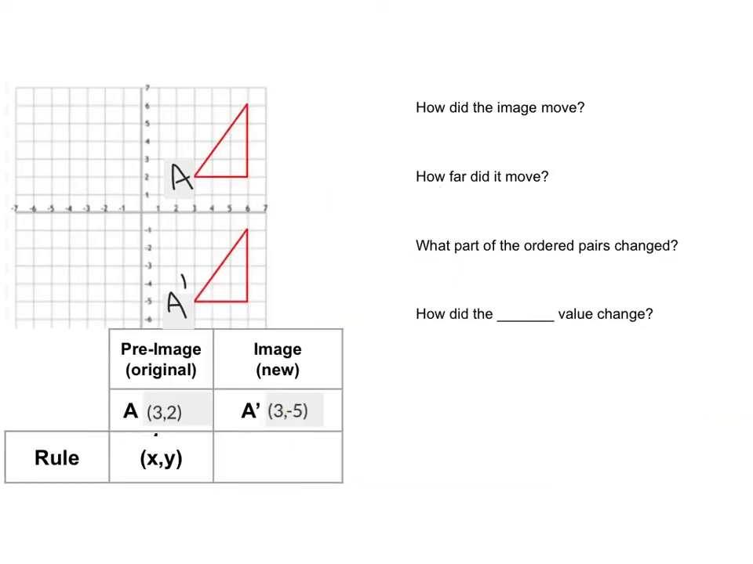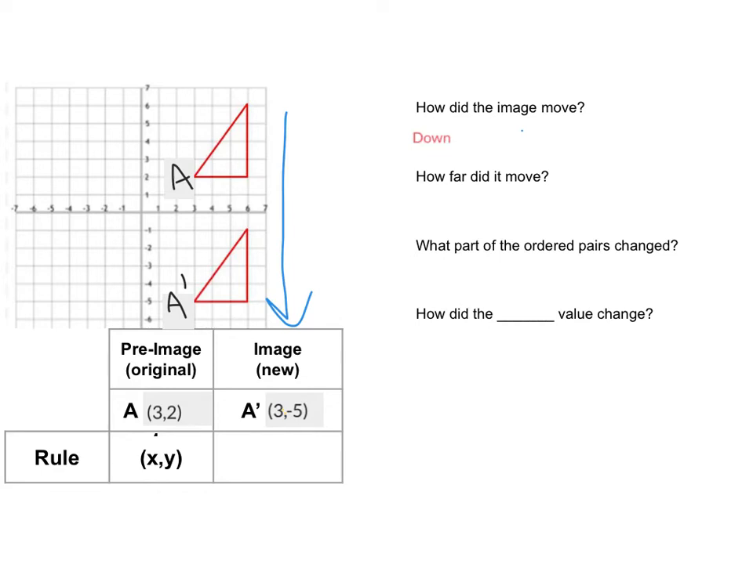When we're looking at a shape that has multiple ordered pairs or multiple points like this triangle, let's focus on one point. So in this case, we're going to focus on A to A prime. So the first thing I want to look at is how did the image move? So if I look going from A to A prime, our shape moved down.